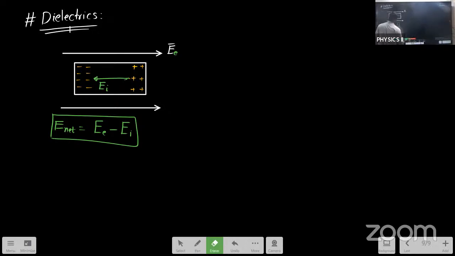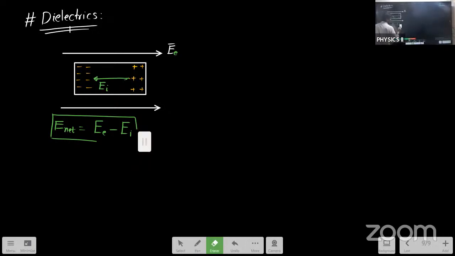I am writing this one as E i. What is the external electric field? I am writing E external. And what is the electric field developed inside this dielectric material due to polarization? E i. So I can write the net electric field whenever a dielectric material is placed in a uniform electric field as E external minus E internal. This is the formula for the net electric field whenever a dielectric material is placed in a uniform electric field. I hope you understood this. This was a small concept.